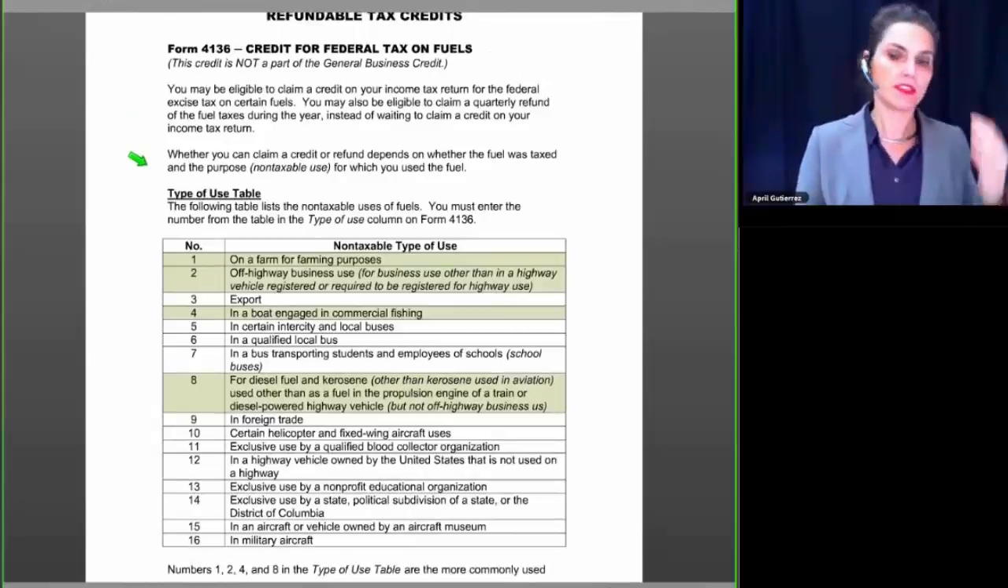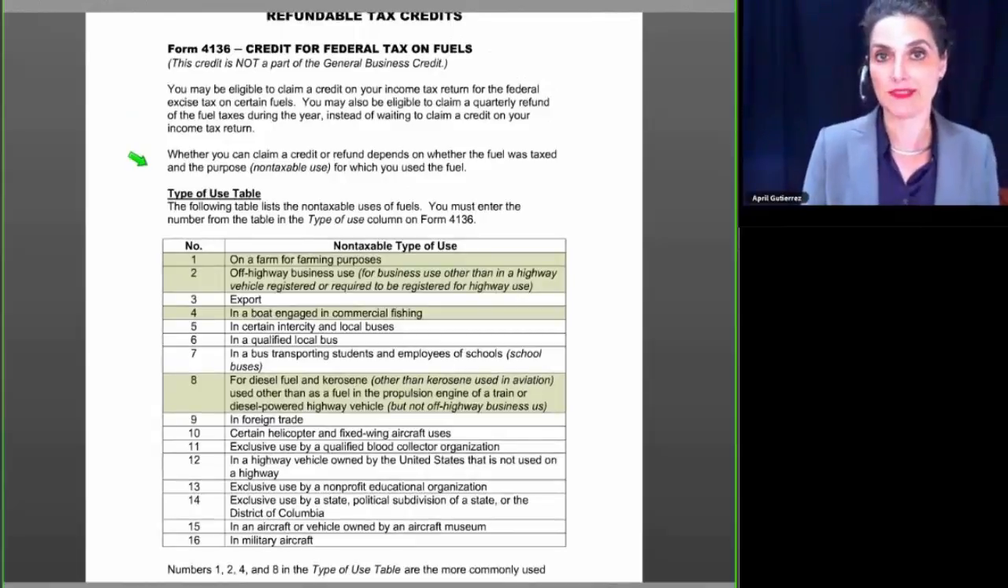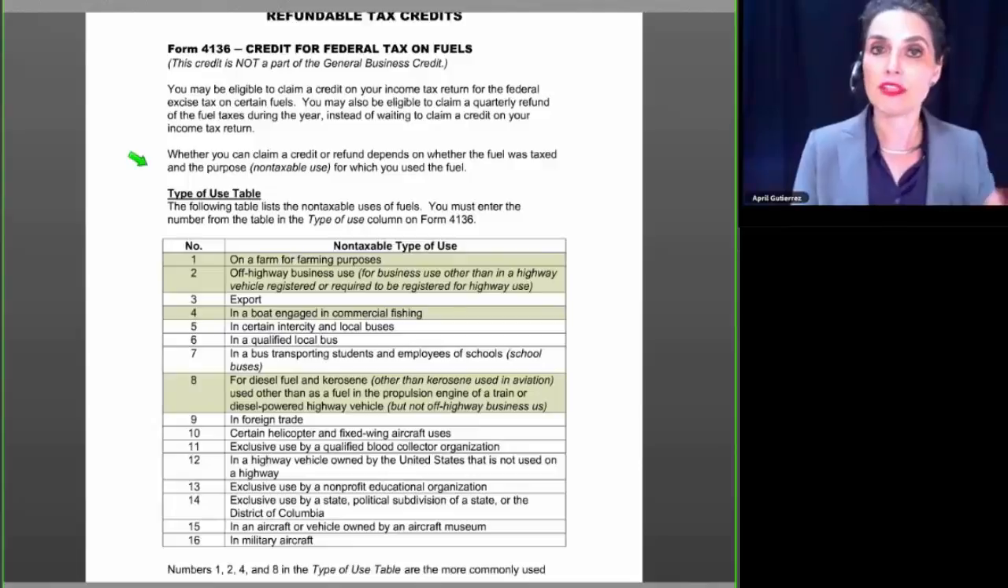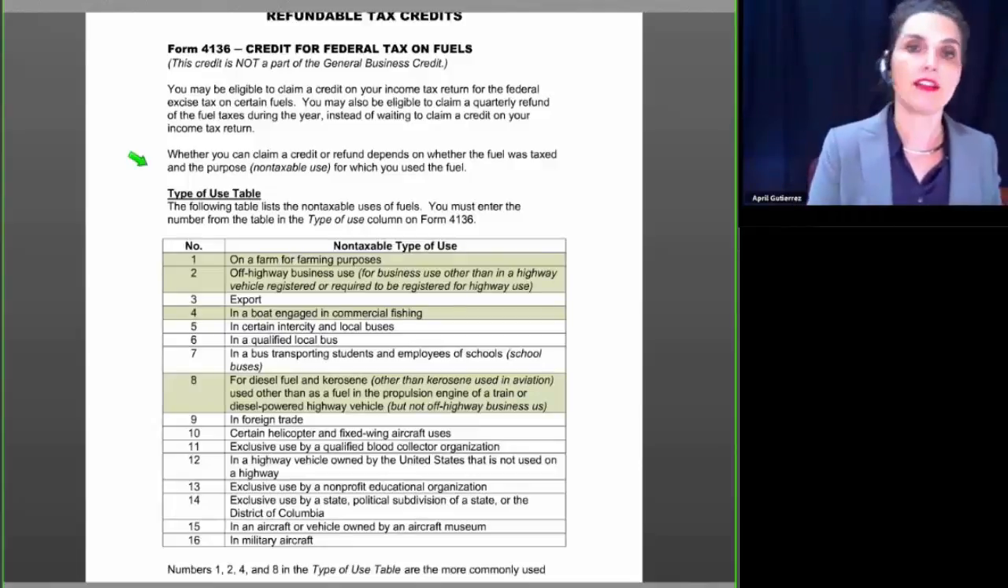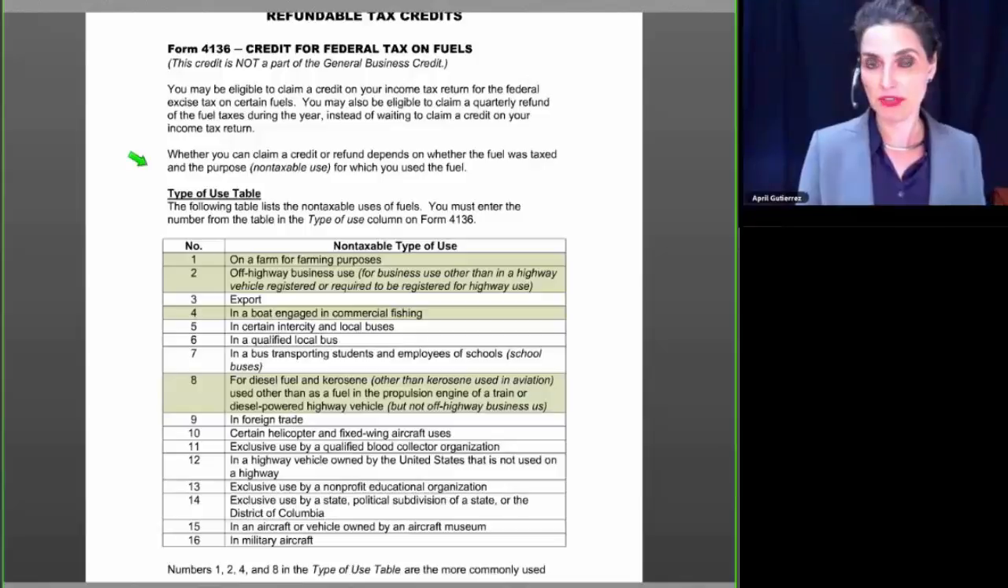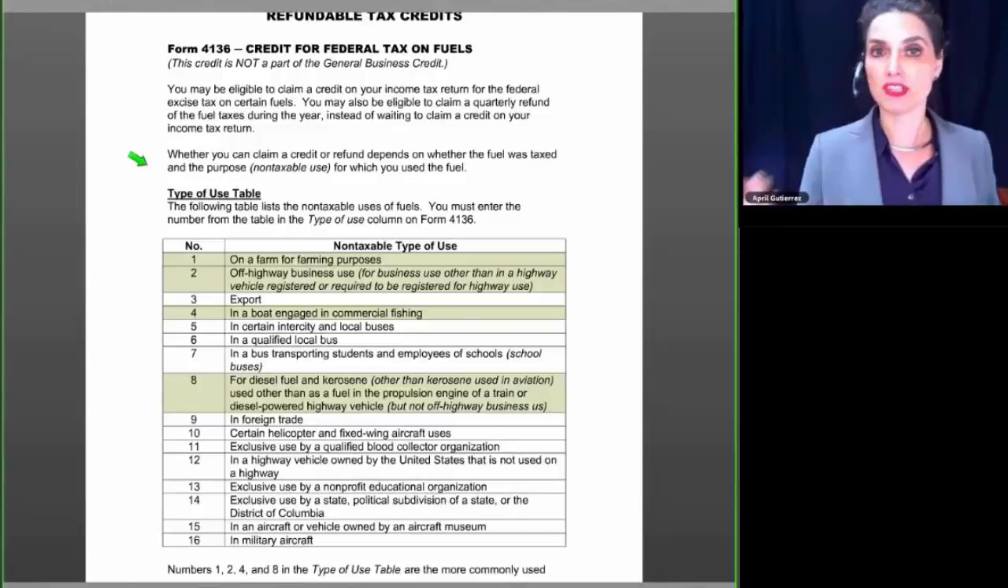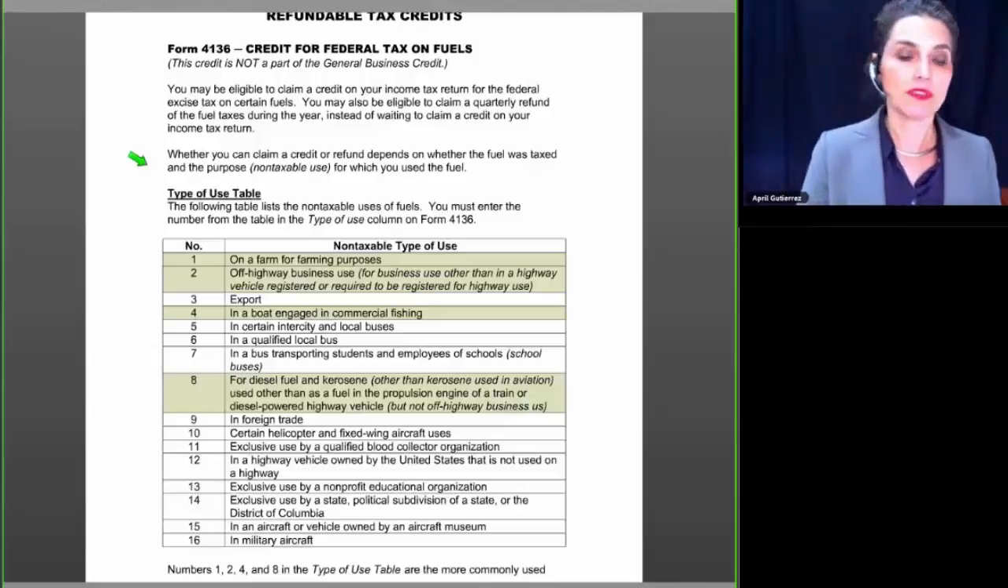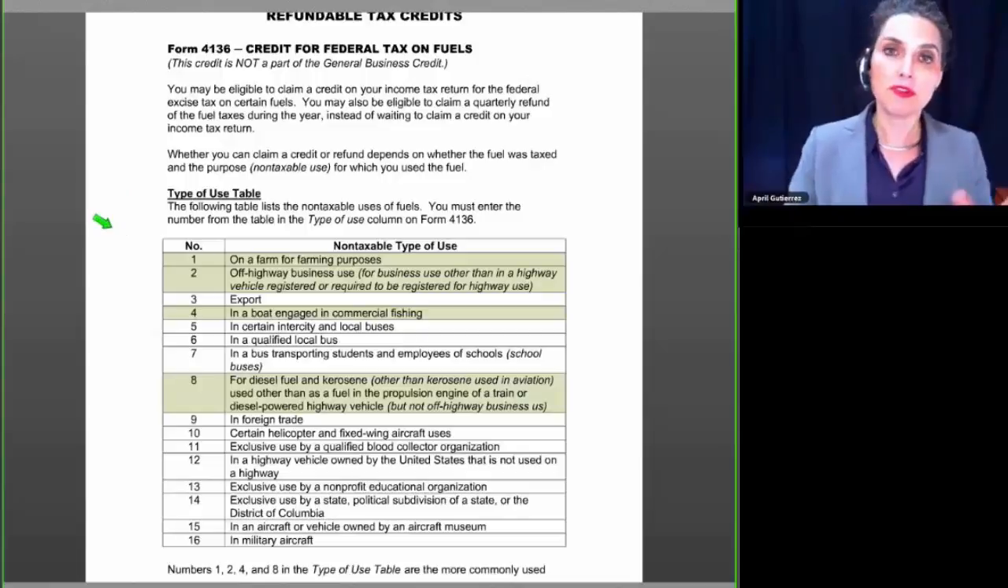So essentially what happens is when you go to the gas station and purchase gas or diesel and put it in your car, there's a federal tax included in the cost of that fuel. And that federal tax is intended to pay for highway maintenance, road maintenance. And if you can show that the purchase of this fuel is for a purpose other than driving a vehicle on a public highway, then the rationale is you shouldn't have to pay a tax that is directed at that function.